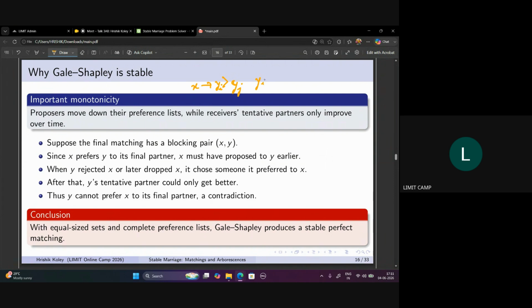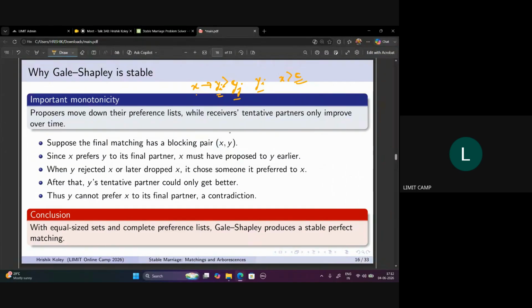And YI must also prefer X over its current partner. Yeah, let's just see. Is its current partner. But here, if X preferred YI over its current partner YJ, then X would have proposed to YI before YJ, and YI must have rejected X for it to go down its preference list to YJ.